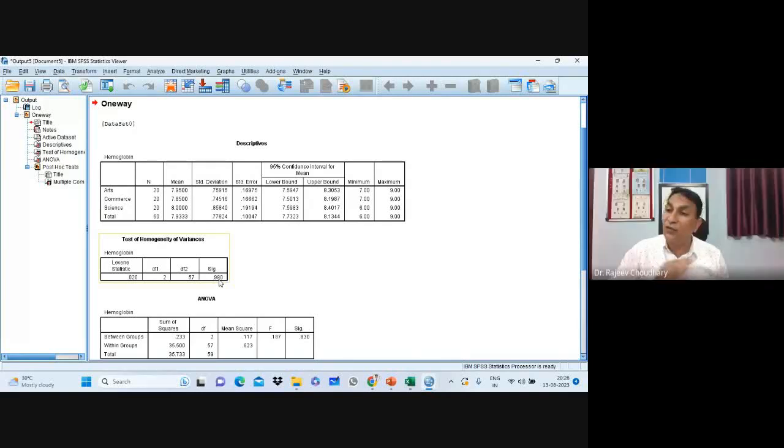We require equal variance among 3 groups. It means there should not be any significant difference. For that, this value should be higher than 0.05. Is it okay? Okay, sir.